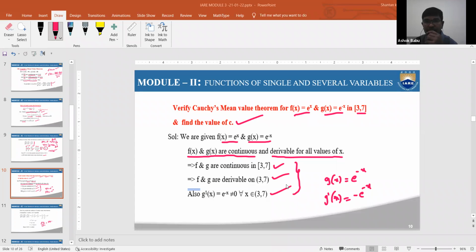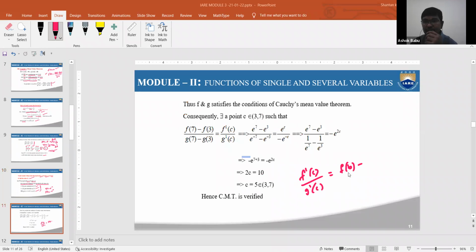See that f dash of c by g dash of c is equal to f of b minus f of a by g of b minus g of a, which is a value. Now you observe that f dash of c is required. Remember I am given that f of x is equal to e power x and g of x is equal to e power minus x. Based upon these two, f dash of x means the derivative of e power x, which is e power x, and g dash of x is the derivative, which is minus e power minus x.